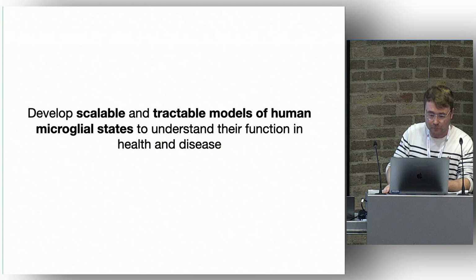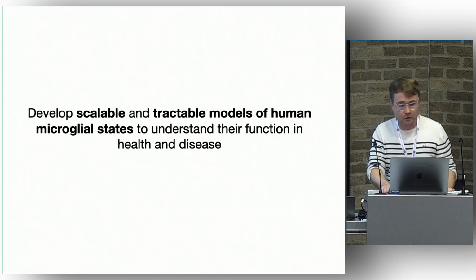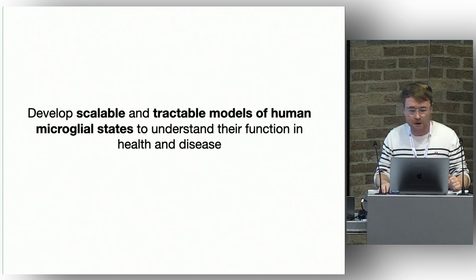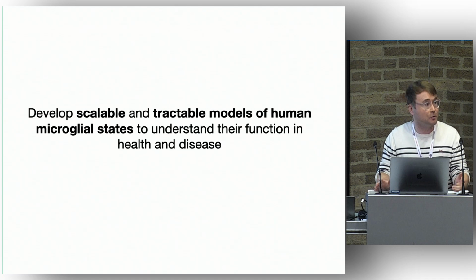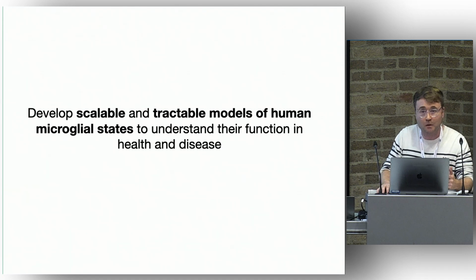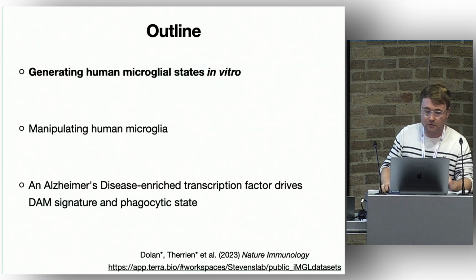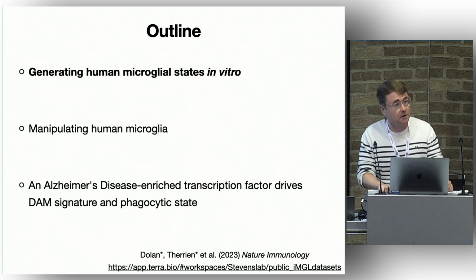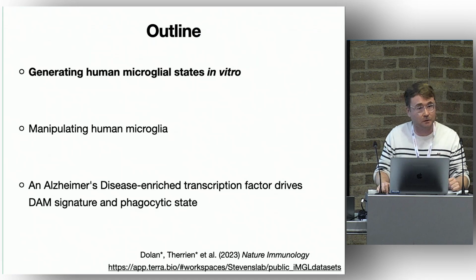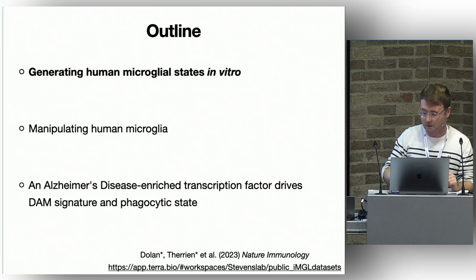So we set out to solve this problem using stem cell-derived microglia to build a platform to generate and manipulate human microglial states in vitro. And it was important for us to focus on scalable and tractable solutions, in part because microglial states can have hundreds of differentially expressed genes, and therefore we really want to be able to use high-throughput biology to interrogate their function. So in today's talk, I'll show you how we use stem cell-derived microglia to generate and manipulate human microglial states in vitro. This work has been recently published, and all the data is online and easily accessible.